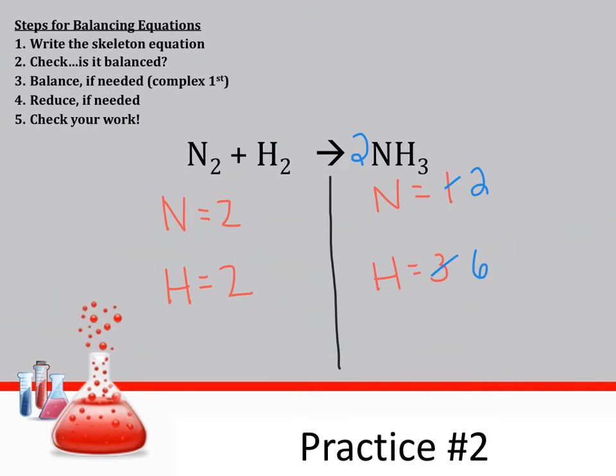So my N's are the same, but my H's are not. And I see that I have 6 on the right hand side and only 2 on the left hand side. So I find the H's, and I have to ask myself what number can I place in front of that will yield 6 atoms of hydrogen. And I can place a 3, which will give me 6. And now my equation is balanced. Now that it's balanced, I will finish it up by placing 1s in front of any compound that does not have a coefficient written yet.